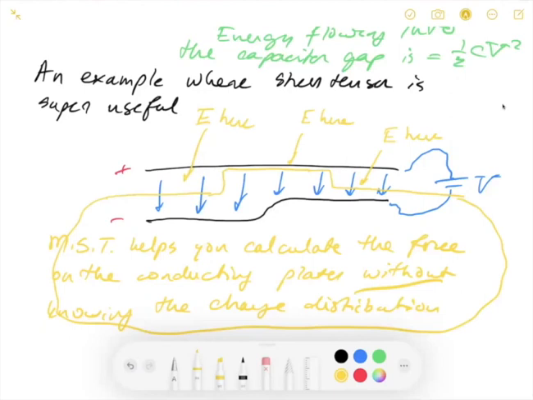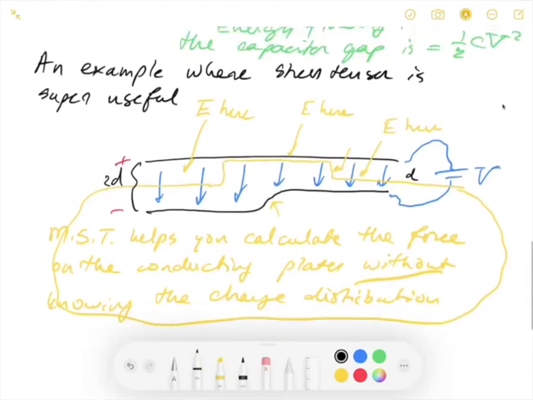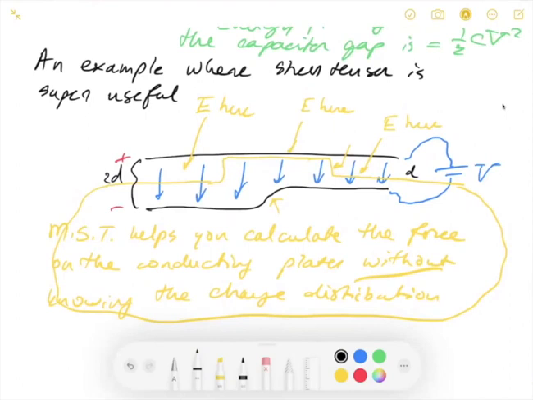If we assume that this crossover is far away from this edge and we don't have any funky things happening, but even if we have funky things happening at this transition, as long as the gap goes from, let's call this 2D, to D, then we can calculate the force on that bottom plate by just working out the stress tensor integral over that Gaussian surface.